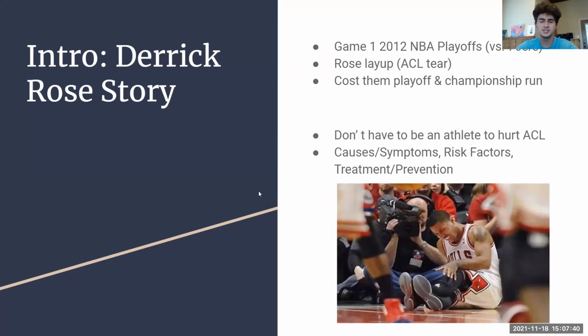To start this speech off, let's talk about Derrick Rose, who was an NBA point guard for the Chicago Bulls back in 2012. In their first playoff game against the Philadelphia 76ers, Rose went up for a shot and landed awkwardly on his left leg, which resulted in an ACL tear and cost the Bulls the rest of their championship season.